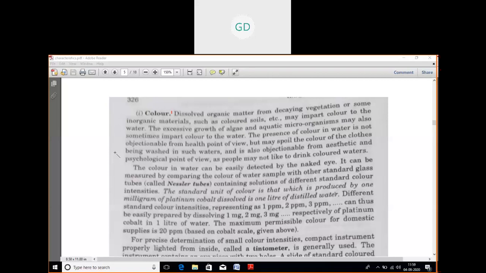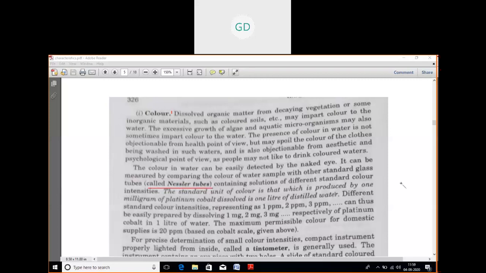So colored water generally people don't use, and we should try to measure the color. So how will we measure? For turbidity, we have a turbidity meter, and using that turbidity rod or turbidity meter, we measure turbidity. For color also we have one thing. We have a tube named Nessler's tube.